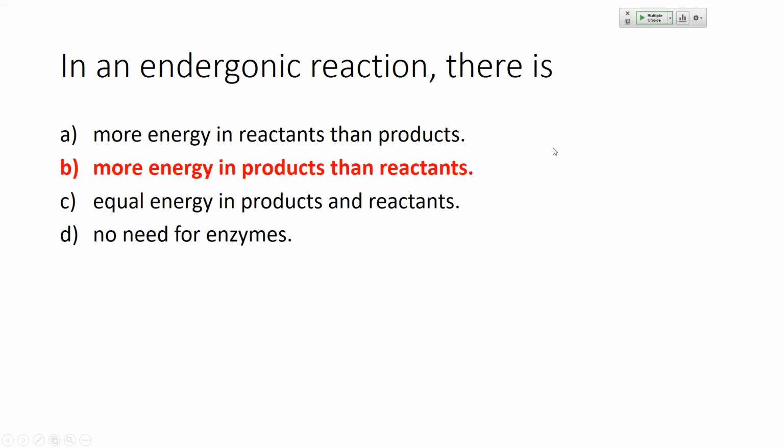Okay, it's going to be in the product, correct, thank you. So there's more energy in the product because we're storing that energy. The purpose of an endergonic reaction is to make a product that has energy stored in it for later. Think about a battery pack.